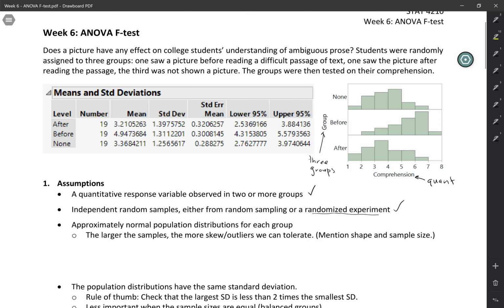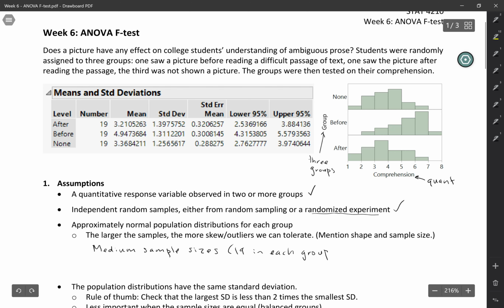So looking at the shapes, we can see they're not perfect. They're not perfectly symmetrical, especially the before group looks like it's skewed a little bit to the left, but also the sample sizes are not terribly small. So we've got sample sizes of 19 in each group. That's kind of a medium sample size, not terrible. So I would actually probably say that this is okay. We do have medium sample sizes, and let's go ahead and specify that we've got 19 in each group. And just looking at the graphs, I would say no extreme skew. A little bit of skew maybe in one of the groups, but nothing too extreme. I would actually say that the assumption is met here.